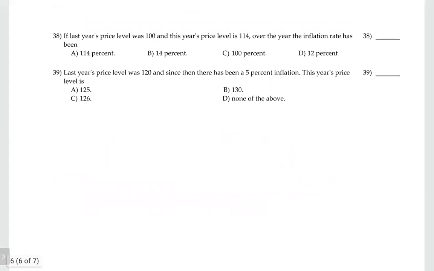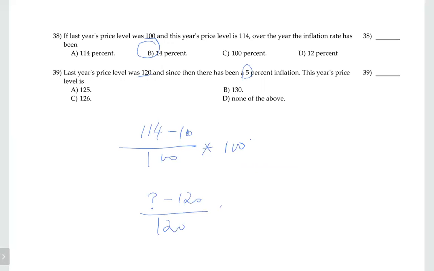Okay. Last two questions. If last year's price level was 100 and this year was 104, over the year inflation rate, oh, that's fairly straightforward, 4%. Last year price level was 120, since then there has been 5% inflation. Okay. So this essentially is what? So you are going to find out the price level minus 120 divided by 120 times 100 equal to 5%. Right? So if you understand this formula, then the answer is obviously C.